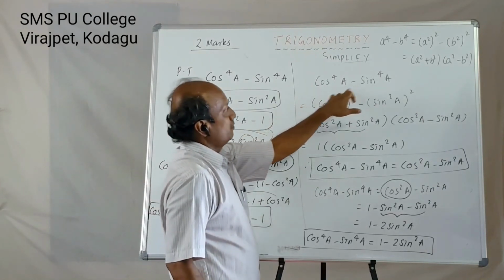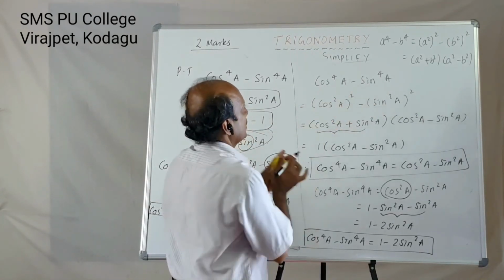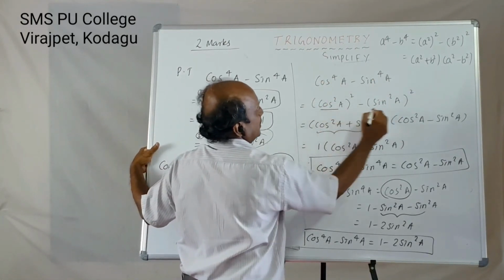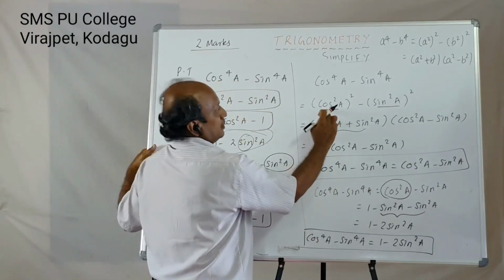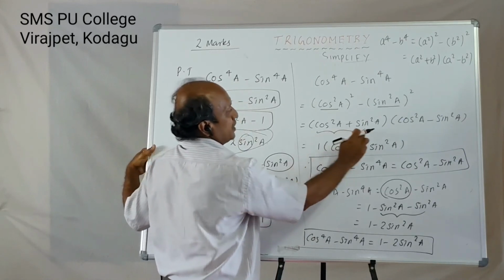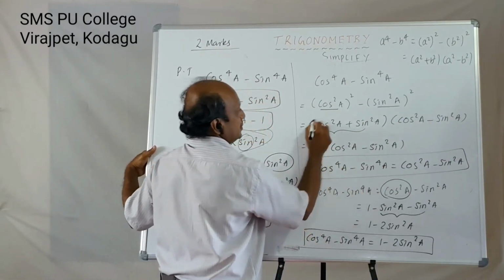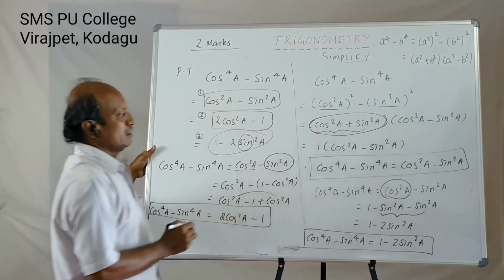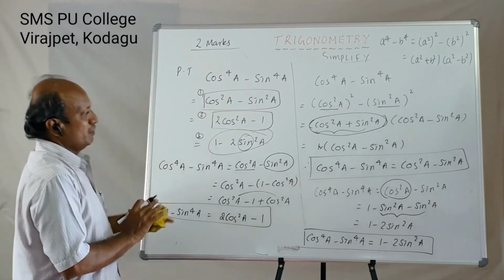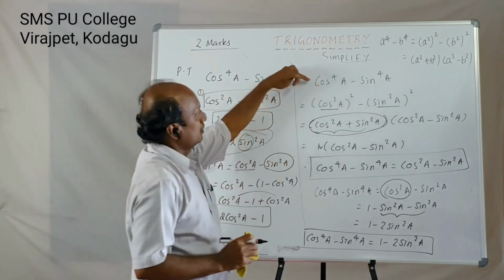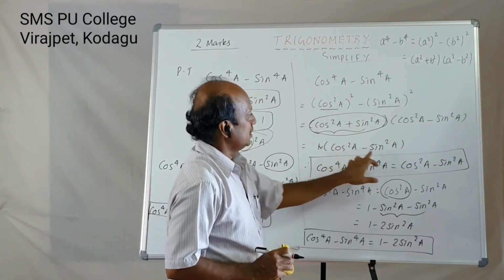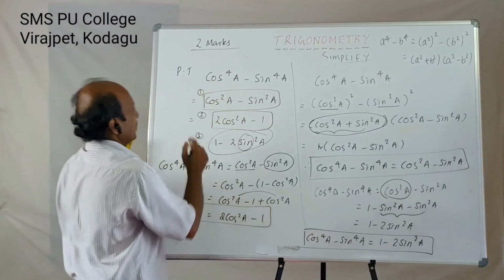Cos to the power of 4a minus sin to the power of 4a. This 4 can be written as 2 into 2, here also 2 into 2. Now it is in the form of a square minus b square. A is nothing but cos square a, b is nothing but sin square a. Therefore, a plus b into a minus b. You know this is the first identity: sin square a plus cos square a is 1. 1 into cos square a minus sin square a. Now further, the given left hand side is cos to the power of 4a minus sin to the power of 4a, and the right hand side you are getting is cos square a minus sin square a. That is the first result.